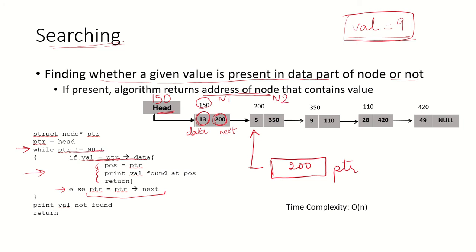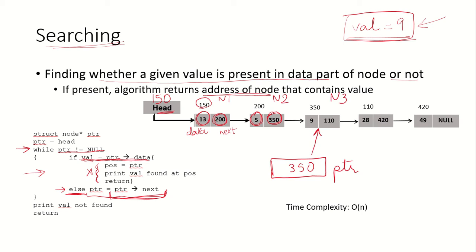Is PTR equal to null? No. So we enter the loop. Is value equal to PTR arrow data? This is PTR arrow data now. Is our value 9 equal to this? No. So these statements will not be executed and we will come to the else part where we are going to update the PTR with the next address of the node. So PTR will be updated with PTR arrow next. So PTR will become 350.